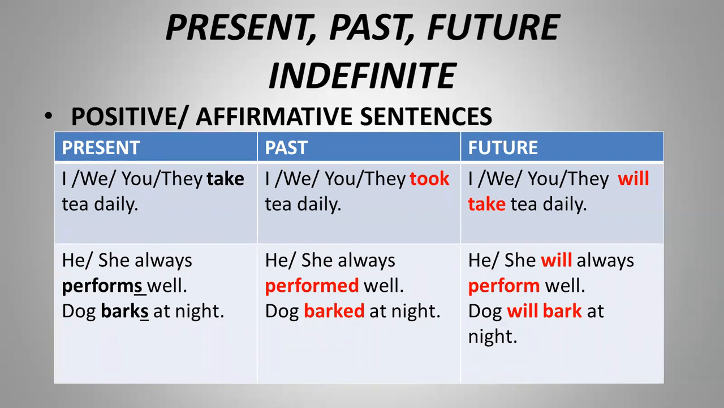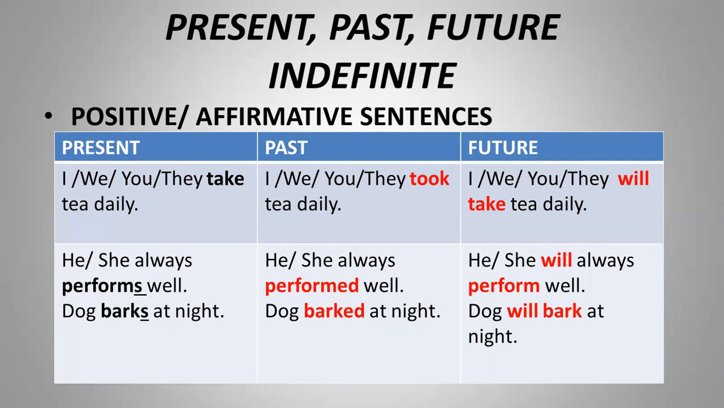With the help of the chart, it will be easy for you to understand how we are going to form present, past, and future indefinite, and what changes occur when we move from present indefinite to past indefinite, and so to future indefinite. If you look at the first example, that is, I, we, you, they take tea daily.